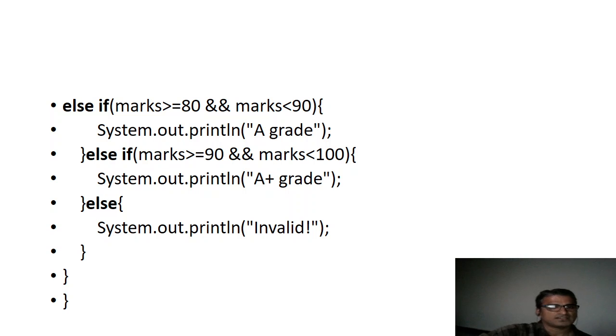So, if a student doesn't get any of these grades, then it will go to the else part and it will indicate invalid grade. If he gets E, F, those grades we haven't given in the program, then it will be indicated as invalid.